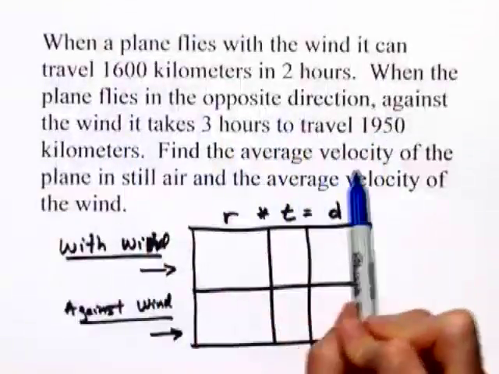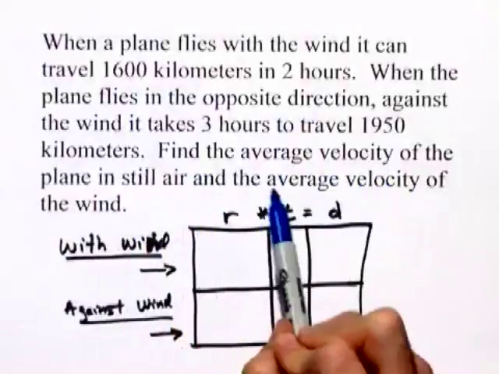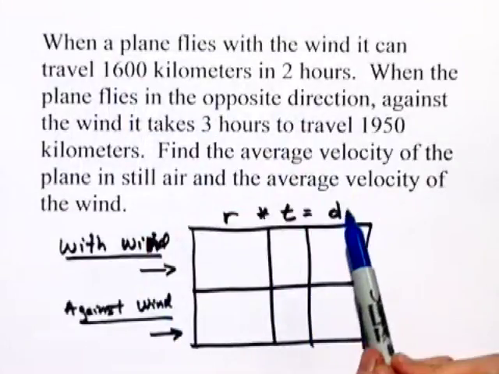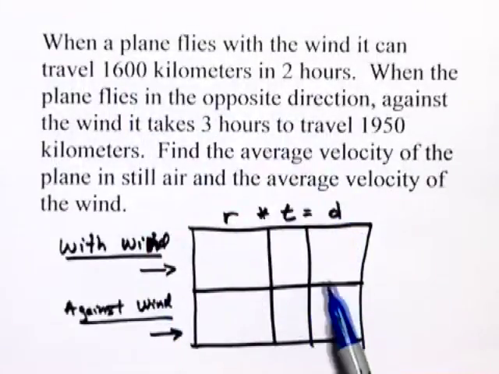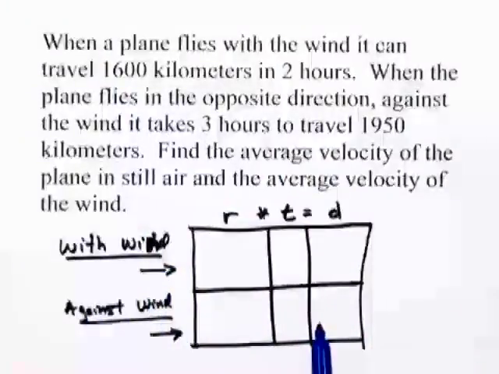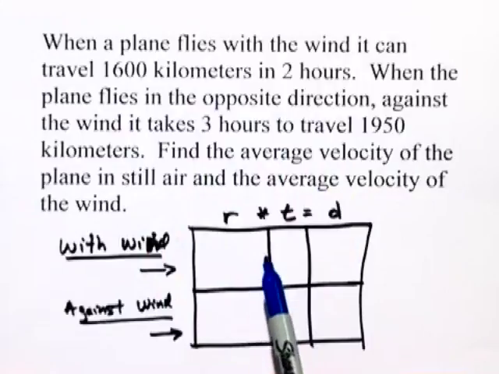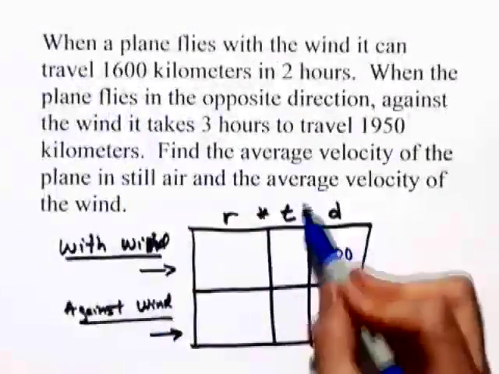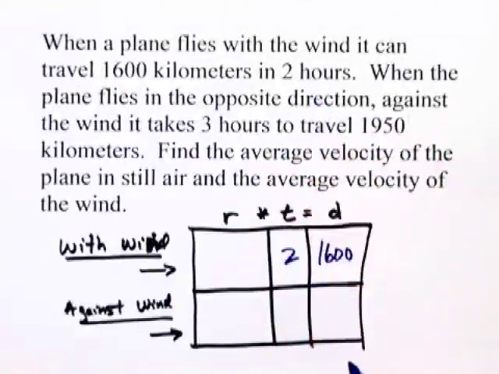What we want to do is find the average velocity of the plane in still air and the average velocity of the wind. So I made a table so we can see the formula and put all this information in to organize it. Now remember, the formula is distance equals rate times time. What we want to do is look at the two circumstances here, with the wind and against the wind. When the plane is flying with the wind, it can travel 1,600 kilometers, so that's our distance. It says in the problem that it takes 2 hours to do so.